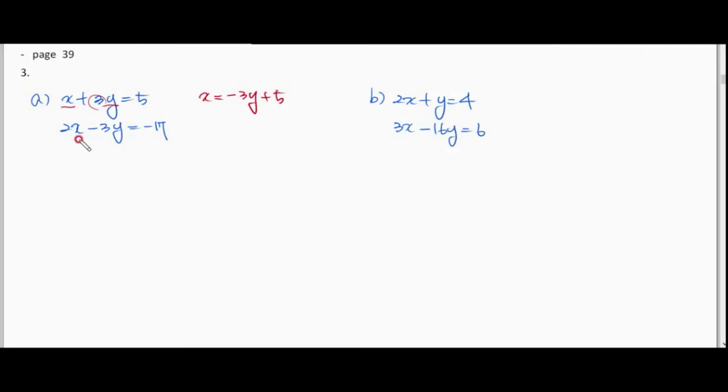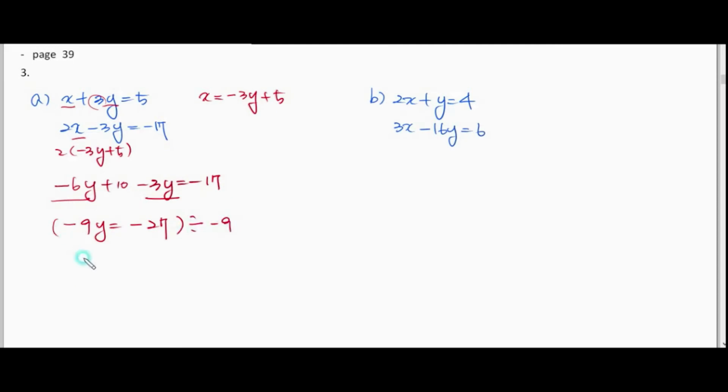So right here, in the other equation, I'll substitute this x, negative 3y plus 5, and multiply it by 2. Then negative 6y plus 10 minus 3y equals negative 17. Y's with the y's, and then it will be negative 9y equals negative 27. Positive 10 went over and became negative 10, so it's negative 27. And then let's divide both sides by negative 9. And then y equals 3.